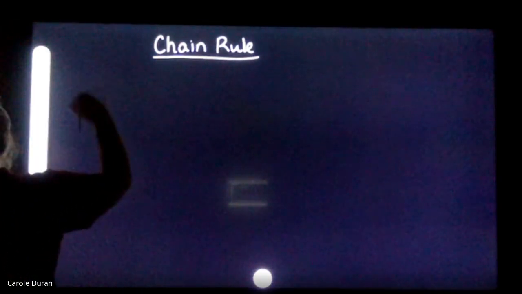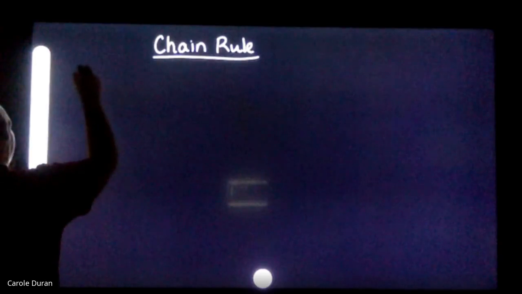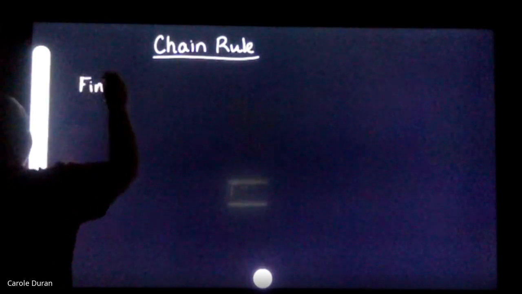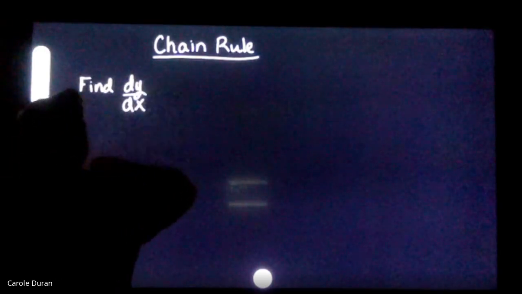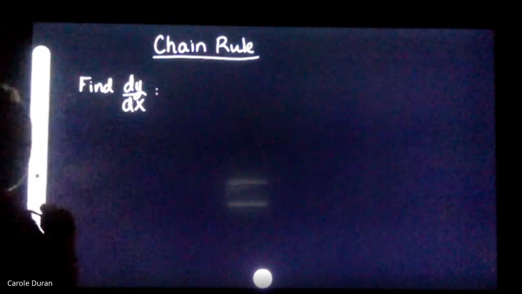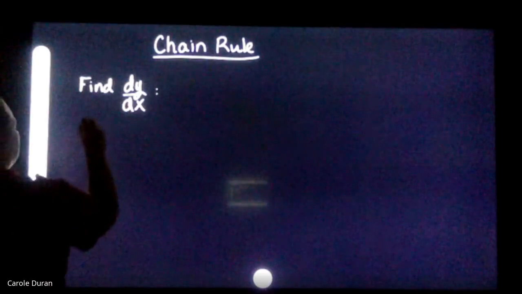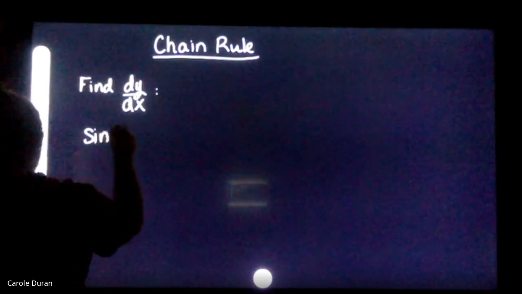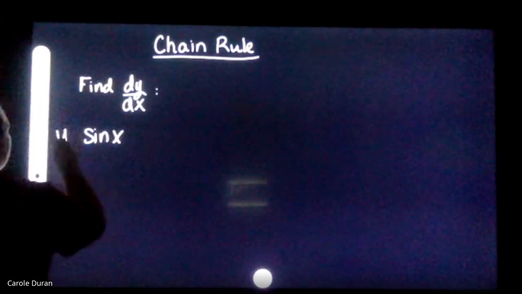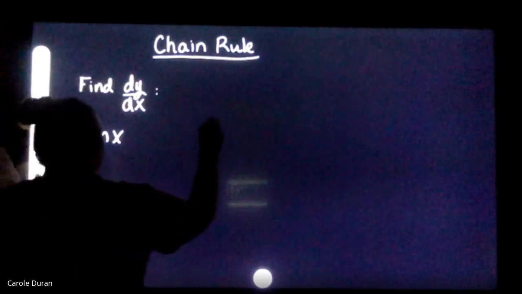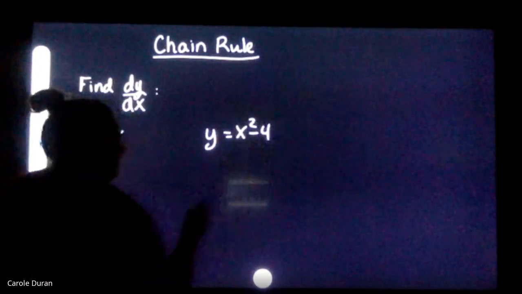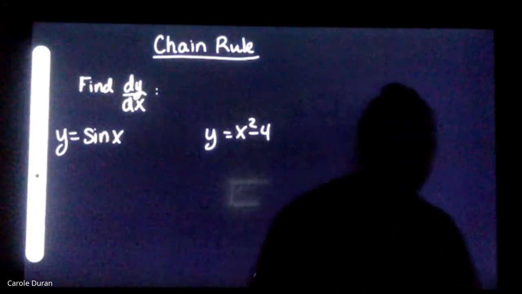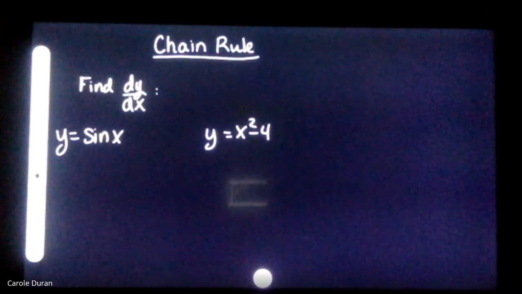First I want to start with a simple practice. I would like you to find the derivative of each of these functions. The first one is y equals sine of x, and the second one is y equals x squared minus 4. I would like you to find the derivative of each of those, just really, really quick.